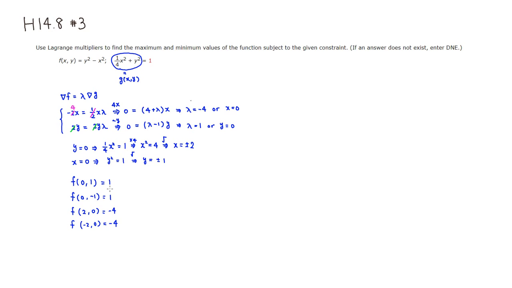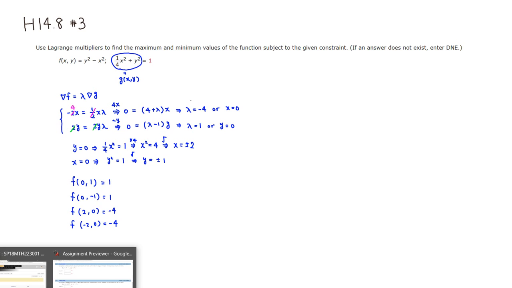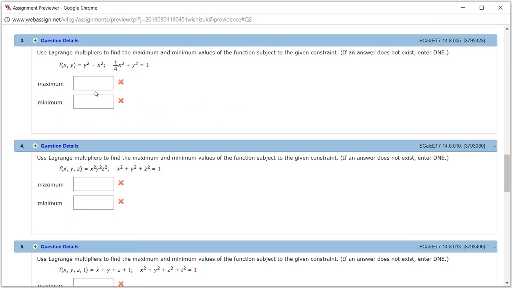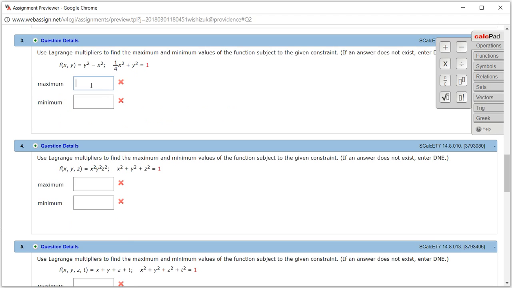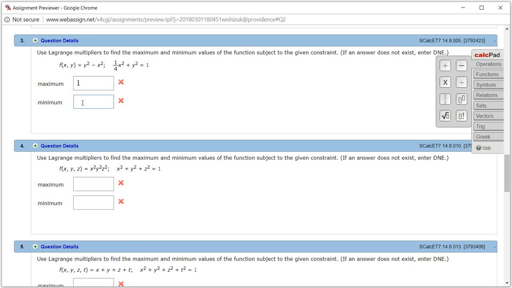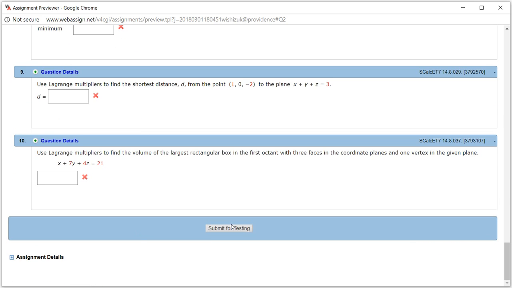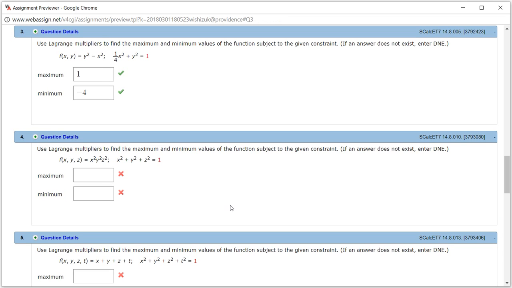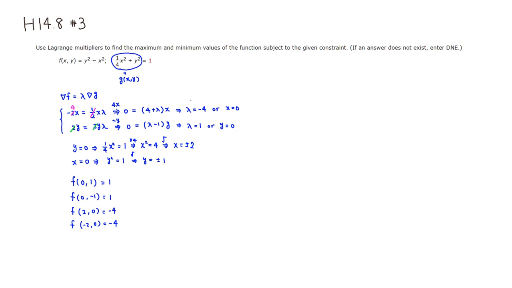So we can see that we're going to achieve a maximum value of 1 and a minimum value of negative 4. So let's type it in: the maximum is 1 and the minimum is negative 4. Let's submit for testing. I came back and it looks like we got this one correctly. That's it, I hope that this was clear.